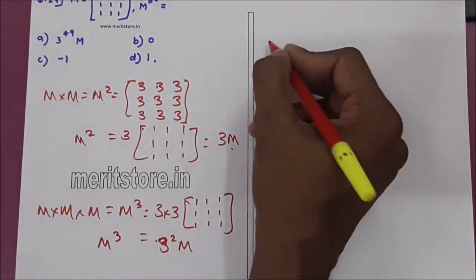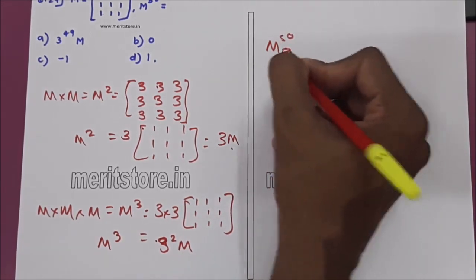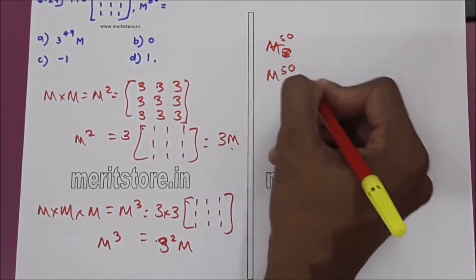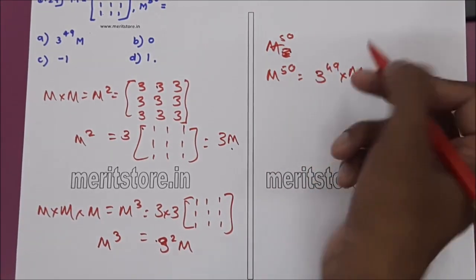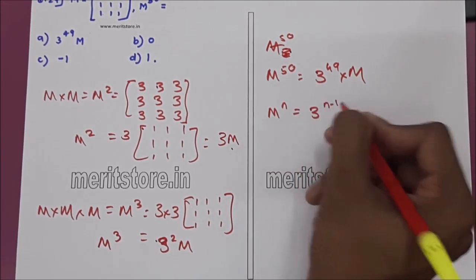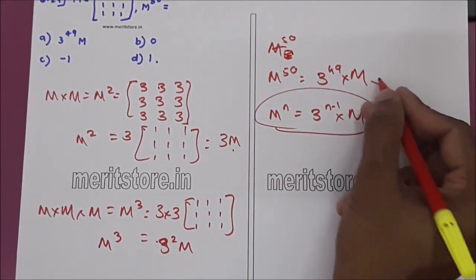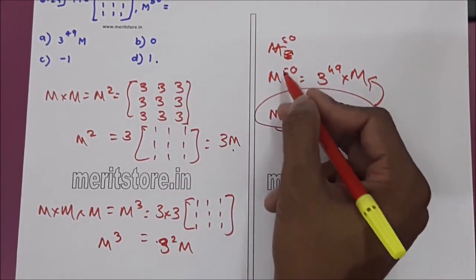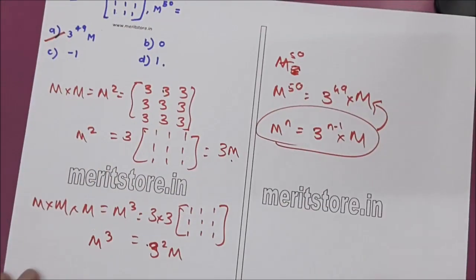So we can say that M raised to 50 can be 3 raised to 49 into M. That is, we conclude that M raised to n is 3 raised to n minus 1 into M. So M50 is equal to 3 raised to 49 into M, which is option A. Option A is the correct answer.